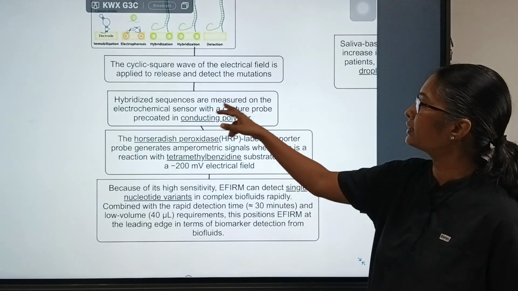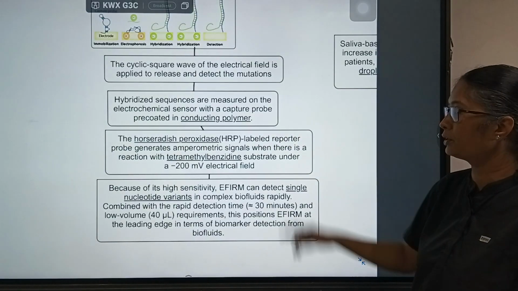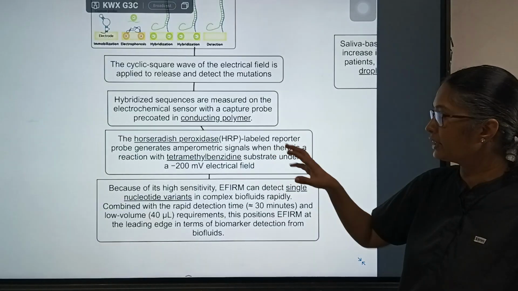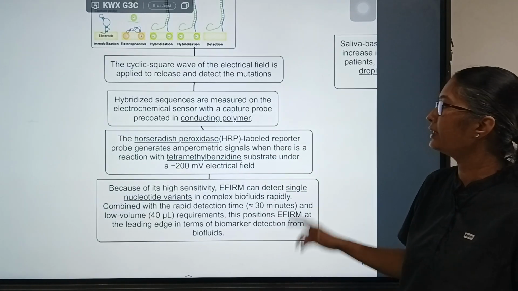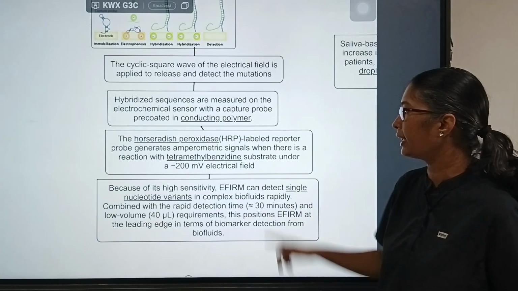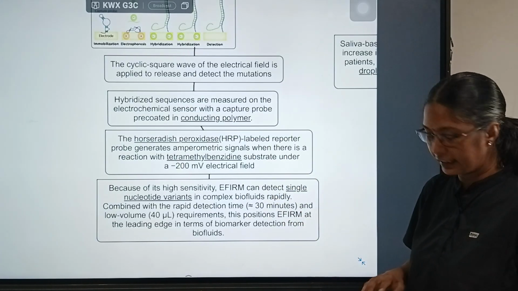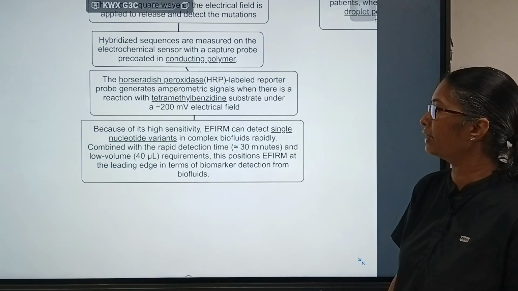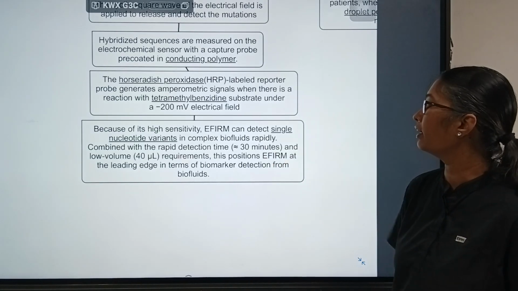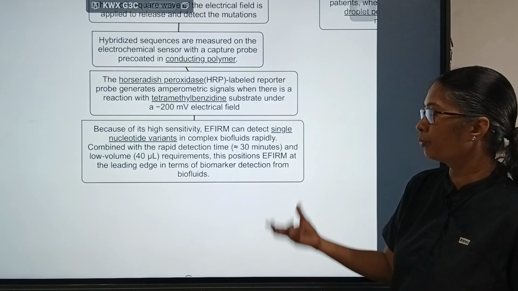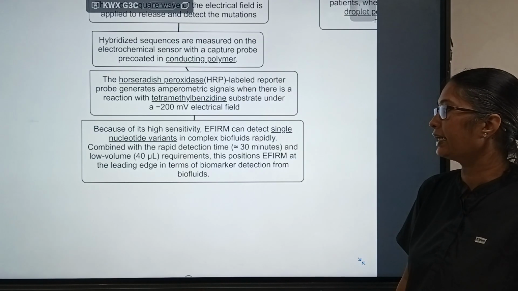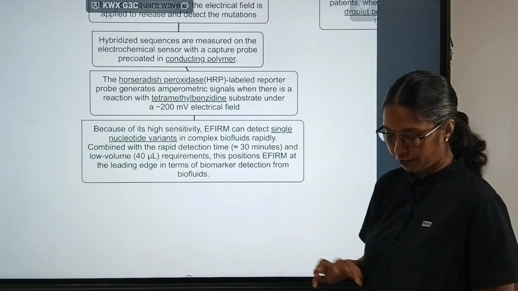So the hybridized sequences are measured on the electrochemical sensor with a capture probe pre-coated in the conducting polymer. And the HRP-labeled reporter probe generates amperometric signals when there is a reaction with the tetramethylbenzidine substrate under a minus 200 millivolts electric field. Because of its high sensitivity, EFIRM can detect single nucleotide variants in complex biofluids rapidly. Combined with rapid detection time, that is less than approximately 30 minutes, and a low volume, only 40 microliters required, this positions EFIRM at the leading edge in terms of biomarker detection from biofluids.